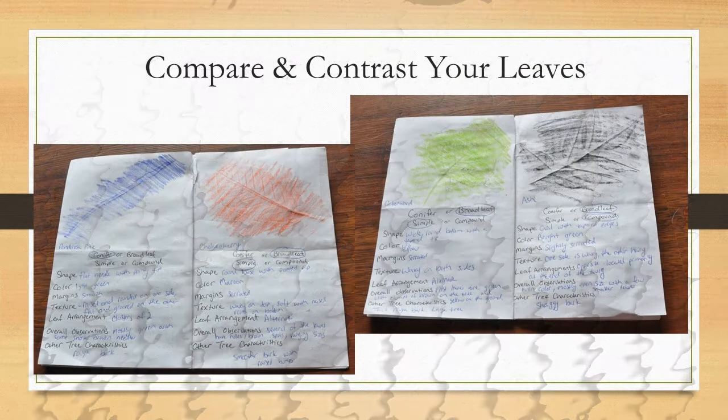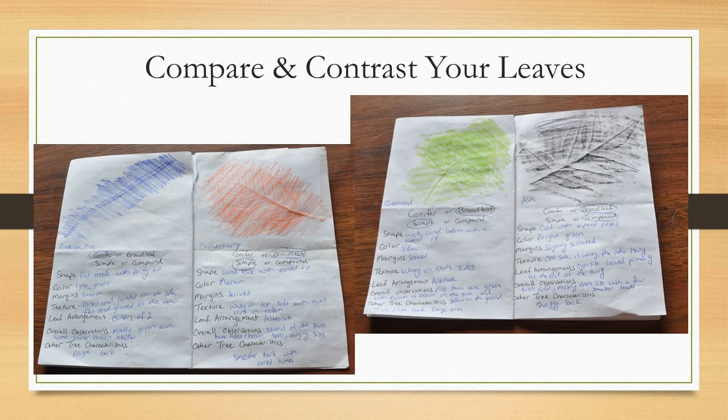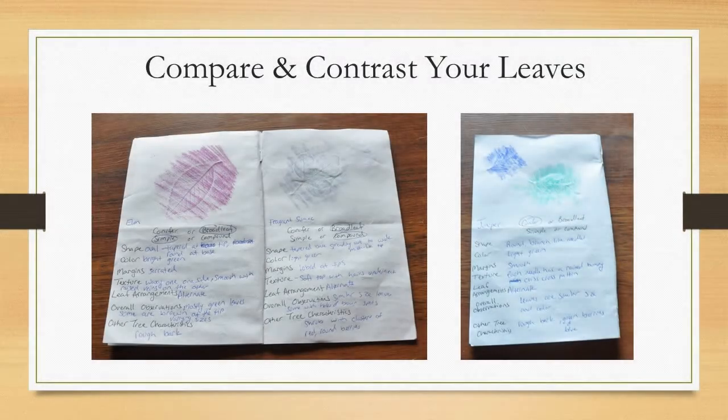Once you've completed your data in your nature notebook, take a look at the different pages and compare and contrast your leaves. What similarities do you notice? What are the differences? You can also use your nature notebook to find similar leaves throughout your neighborhood.